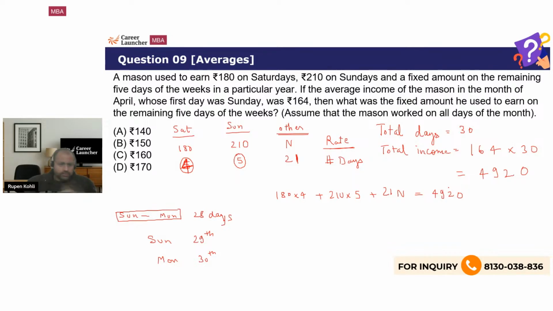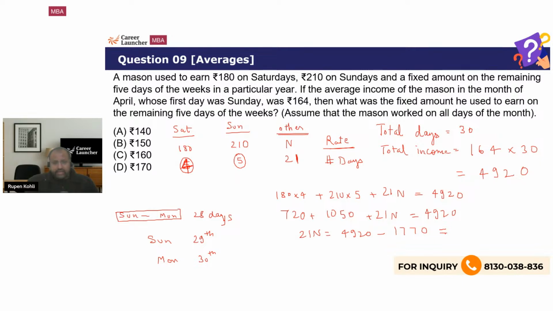Right? Simple question, as I said, of just managing the given situation, the given data and everything. Okay, so what we are having, this is 720, this is 1050. So yeah, just finishing this off now. What is 21n equal to? 4920 minus this is 1050 plus 720, 1770. 1770 rupees. Okay?